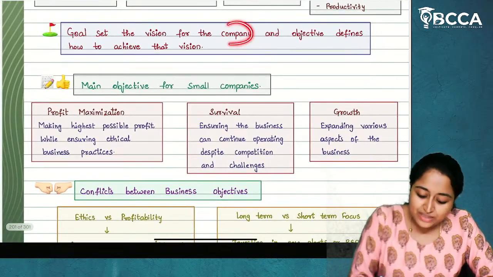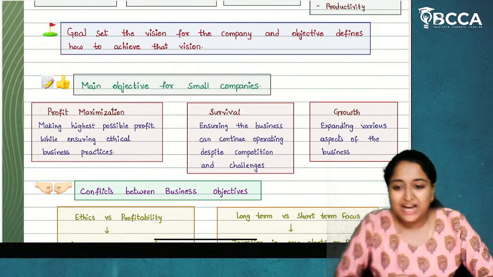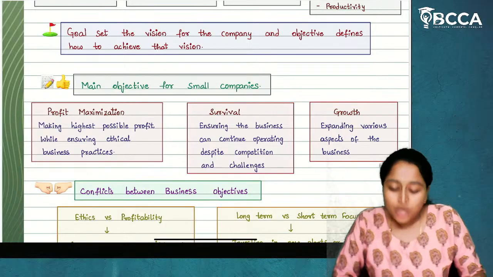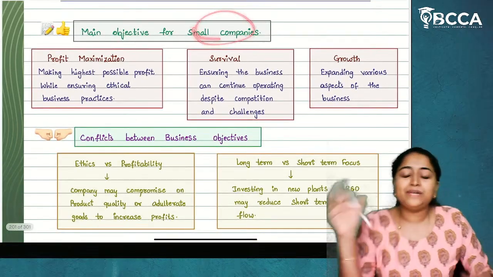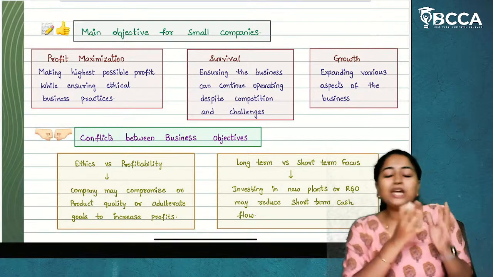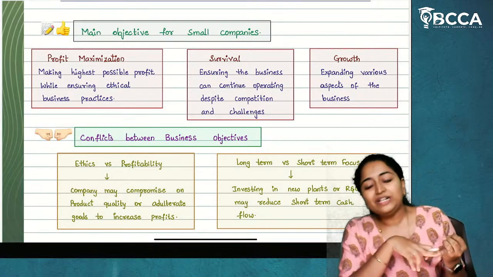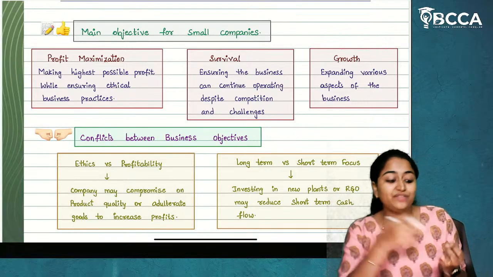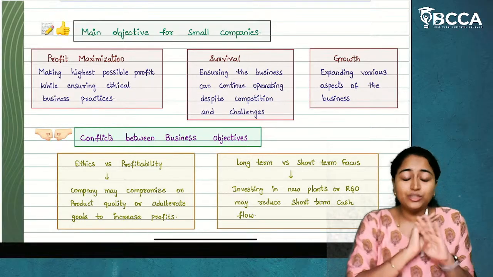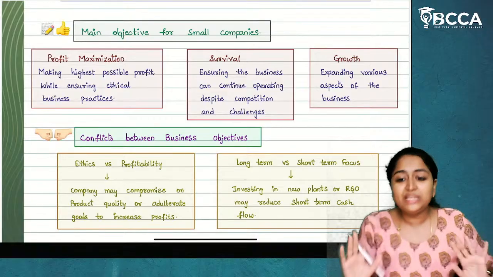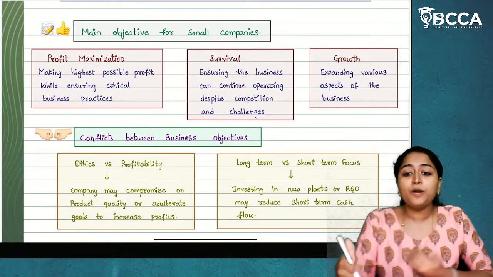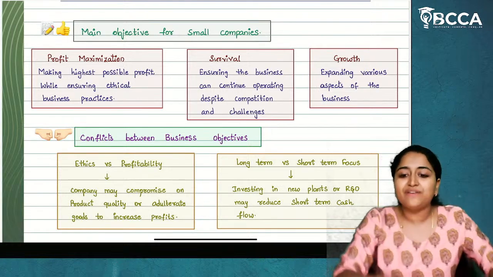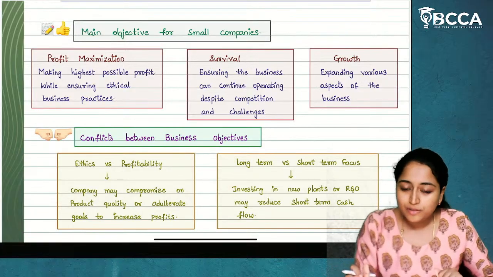Now, a goal sets the vision for the company and the objective defines how to achieve that vision. So the goal will be there, and to reach that goal, the short-term steps we take are called objectives. Now, for small companies, what objectives will there be? First and foremost, they will think about profits. Okay, if I have this short-term profit, it's more than enough. Or else, other kinds of small companies will think that they don't need profits at all. If I'm just surviving in the market, that's more than enough. I'll think about profits after survival. I have a huge market presence, and in that huge market, I have to survive for a period. Survival can also be the objective.